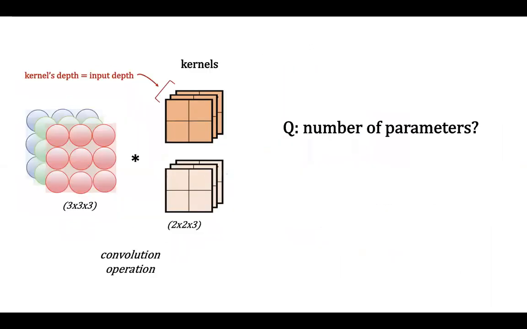Okay, so I have a quiz question. Imagine that you have input 3 by 3 by 3, like an image 3 by 3 and 3 channels, red, green, and blue, and you have 2 kernels, each of size 2 by 2 by 3. So again, we have the depth of the kernel the same as the depth of the input. So what is the total number of parameters? Just give it a second.